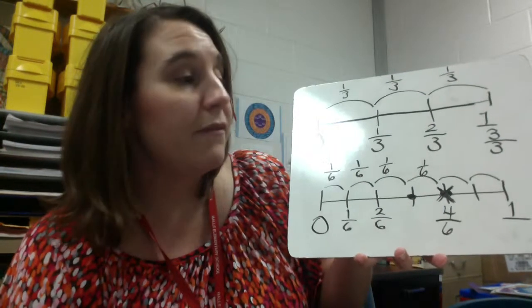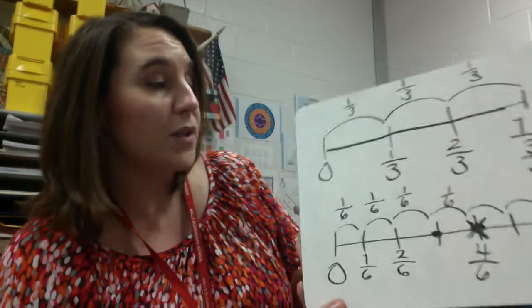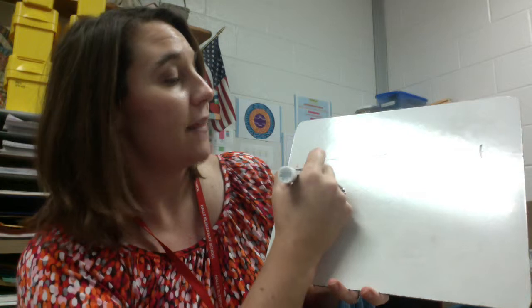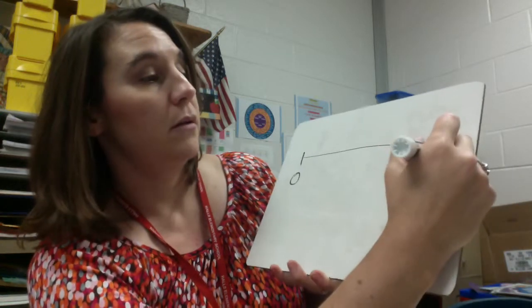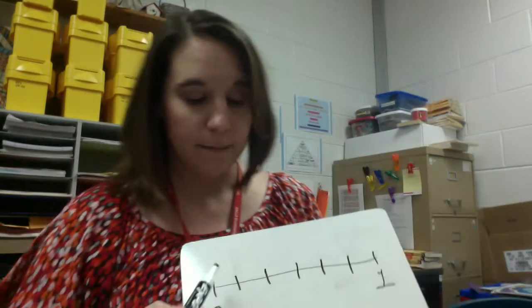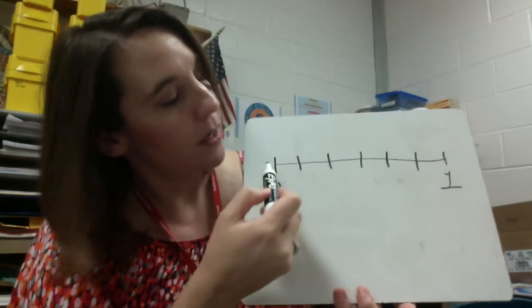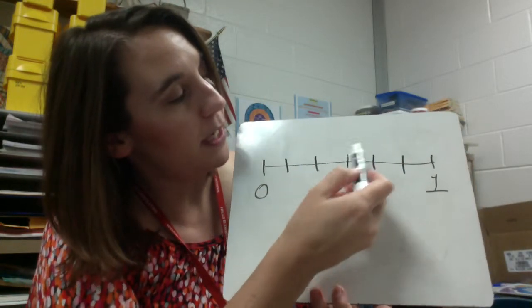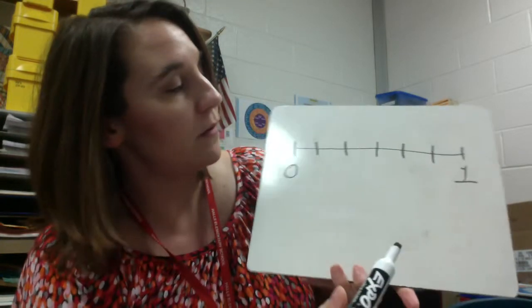The big thing we have to remember when we're thinking about where a point on a number line is, we've got to determine how many equivalent sections the whole is broken into. So again, let's look at this one. How many equivalent sections? 1, 2, 3, 4, 5, 6 equivalent sections.